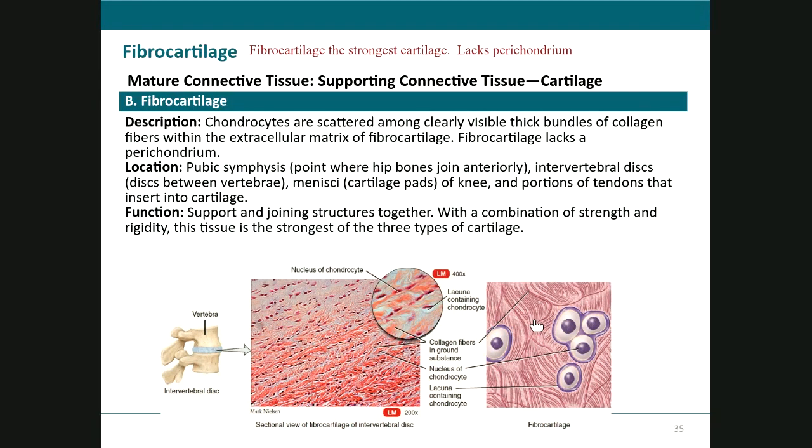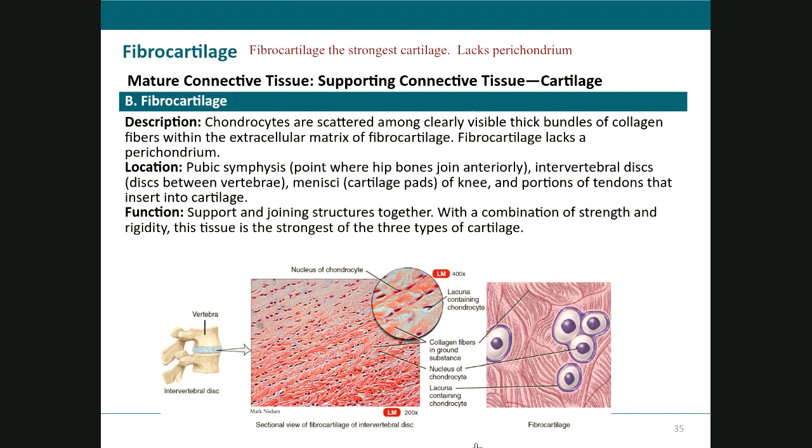So where is this located? In areas where it needs a lot of support in terms of shock absorption. So we see this along the pubic symphysis, the intervertebral discs, the meniscus around the knees, and certain portions of tendons. So the function of this, it's going to support and join structures together. It aids in strength and rigidity, and it is the strongest of the three.